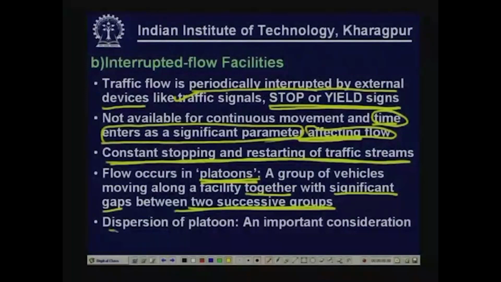Now, dispersion of platoon is an important consideration. Let us consider the vehicles leaving an intersection, a bunch of vehicles leaving. If you start observing the vehicles at some distance from the intersection, you will find that as the vehicles move away from the intersection, the platoon disperses. That means the distance between the first vehicle and the last vehicle in the platoon will increase, a phenomenon called platoon dispersion.